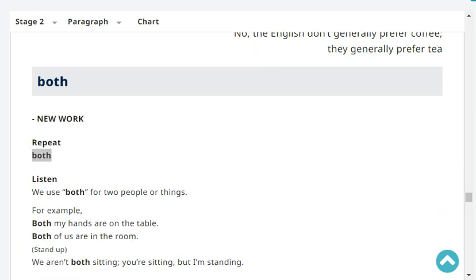Very good. Okay, listen. We use the word both for two people or two things. For example, both my hands are on the table. So, two of them. Both of us are in the room. We aren't standing. We're both sitting.